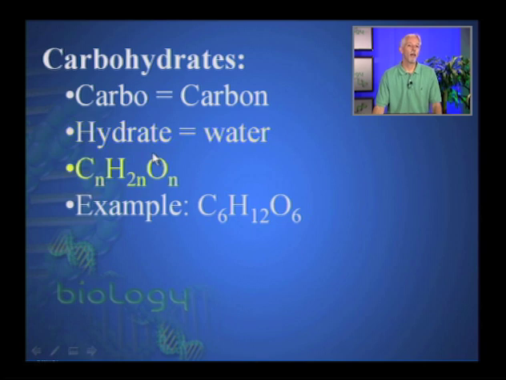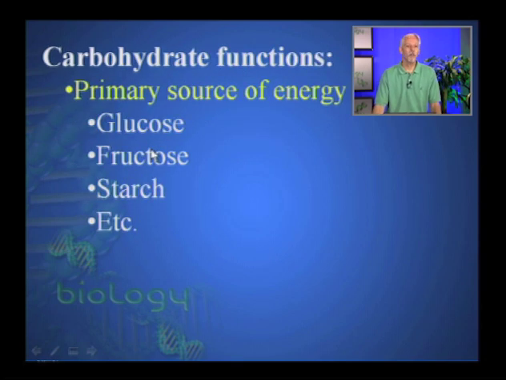So when you look at, at least, the simple carbohydrates, they typically have carbon, hydrogen, and oxygen in a 1 to 2 to 1 ratio. An example of that would be, if we're looking at a carbohydrate with 6 carbons, that would translate to 12 hydrogens and 6 oxygens. Now, in terms of functions, carbohydrates have a number of important functions, but the really primary function is as a source of energy.